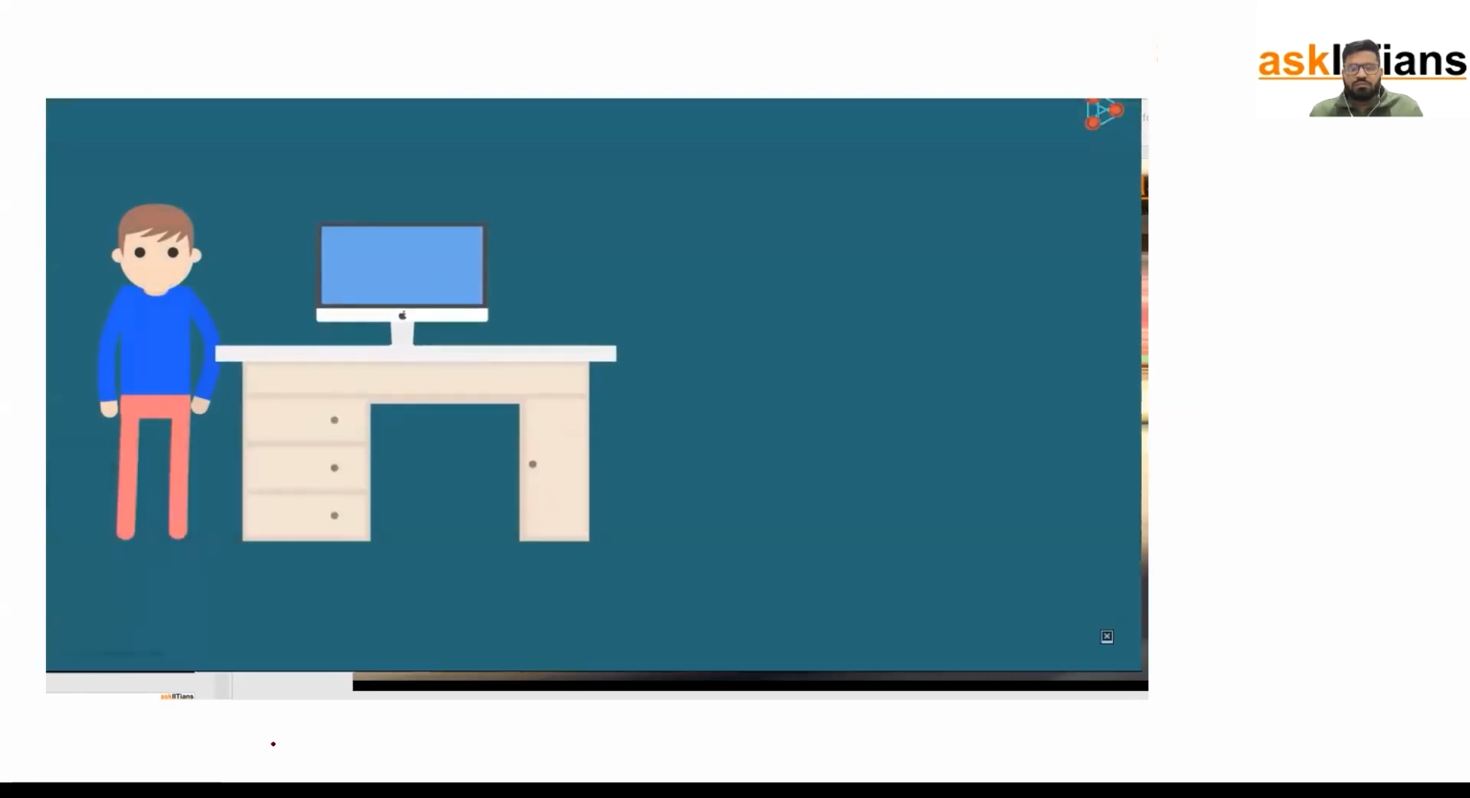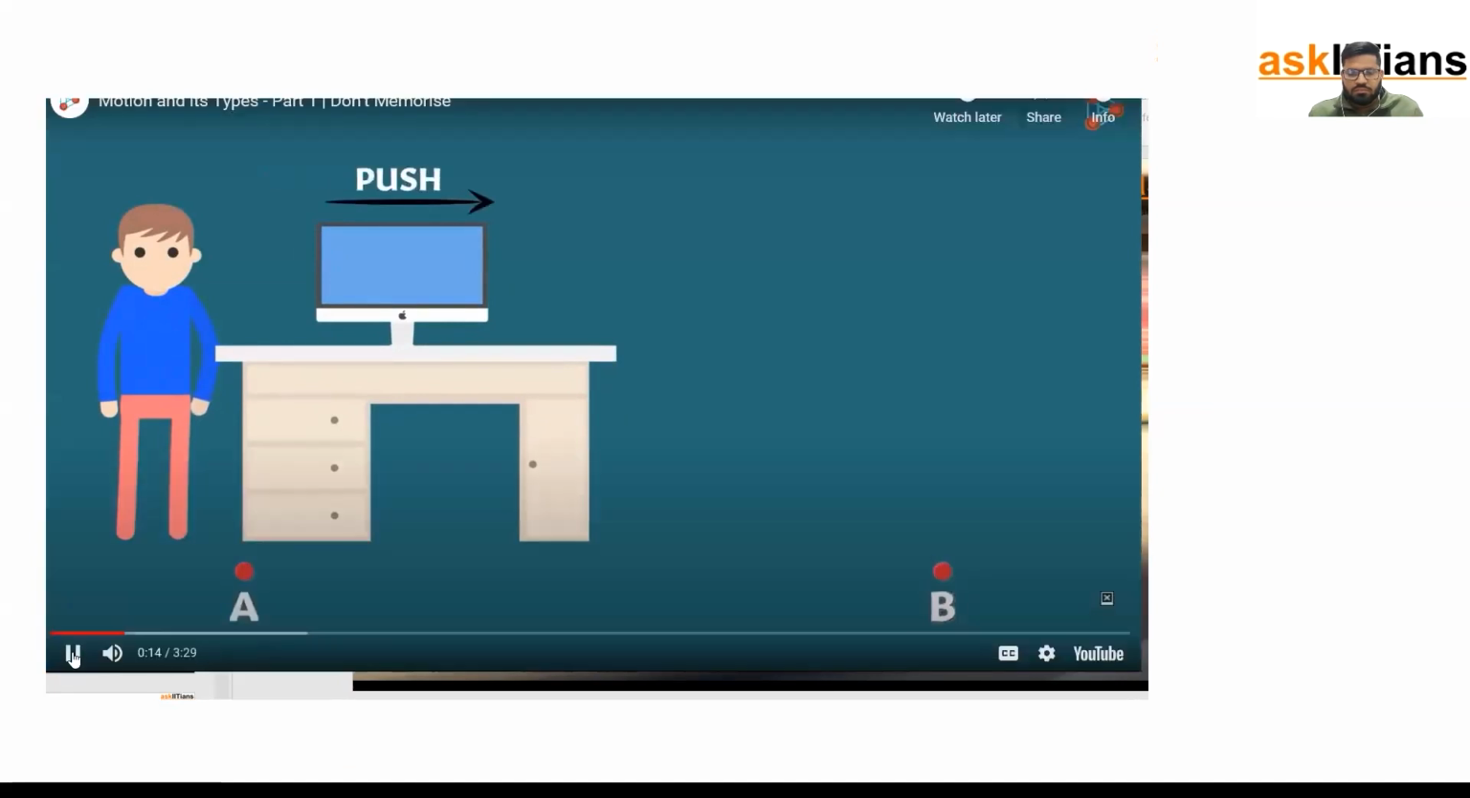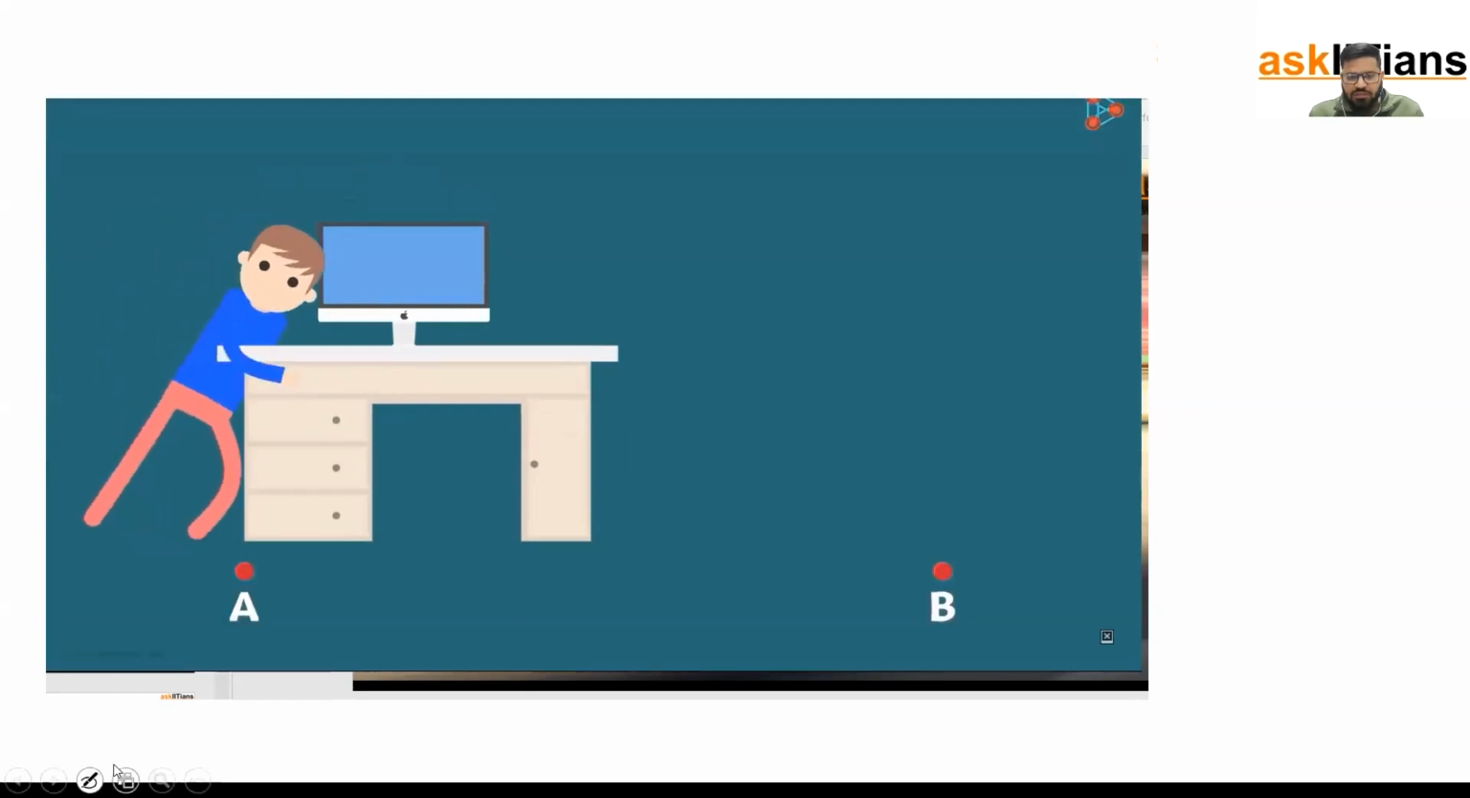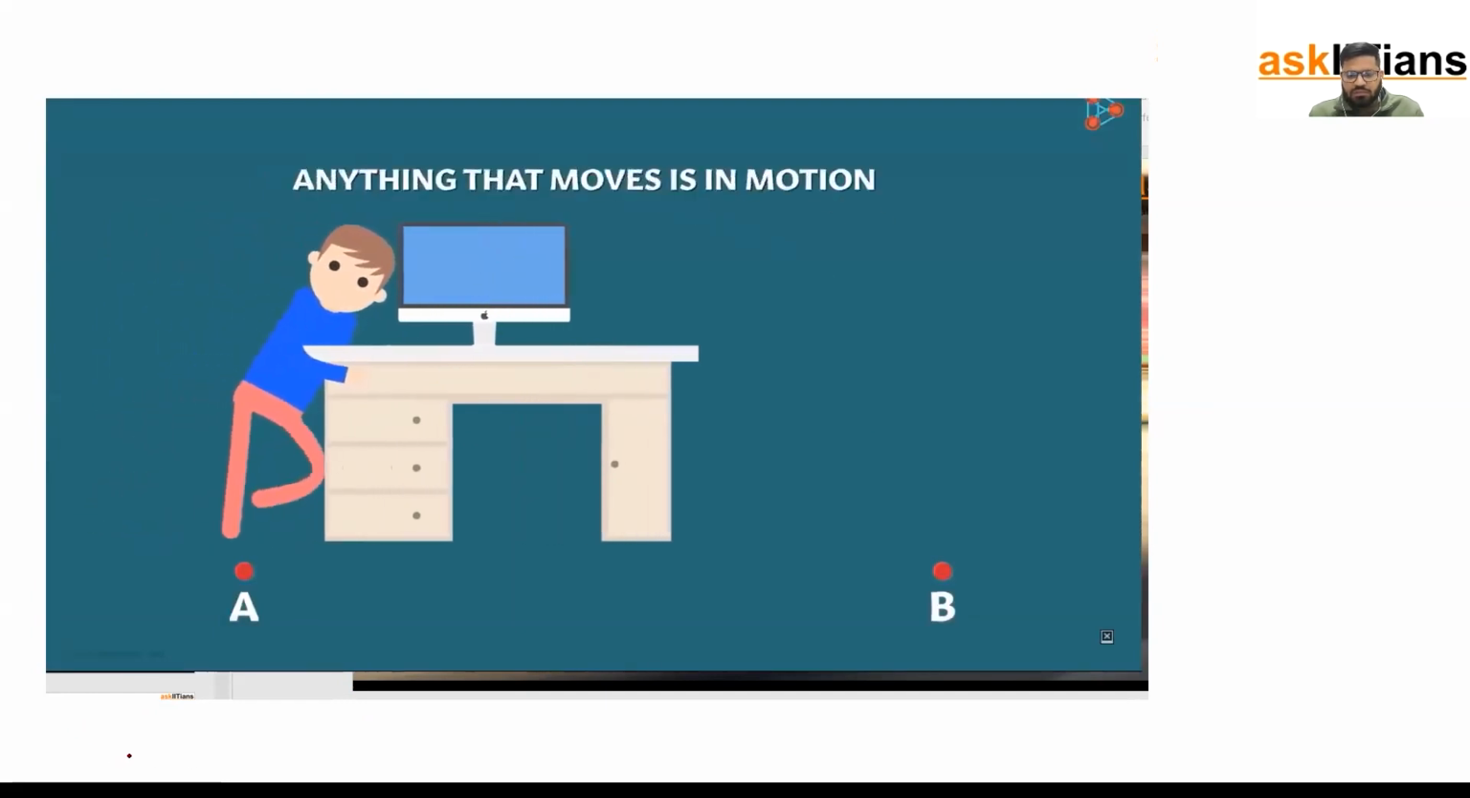Ben wants to move this table from point A to point B. What will he do? Yes, he will push it in a direction. What this boy wants to do is push the table from A to B. So what will he do? He will push it towards the right to get to the point. As he pushes the table, it starts moving.